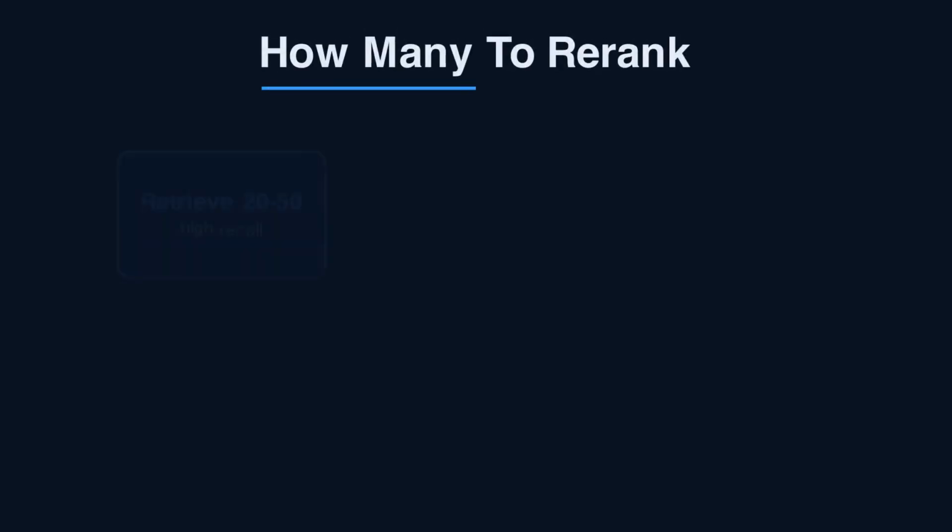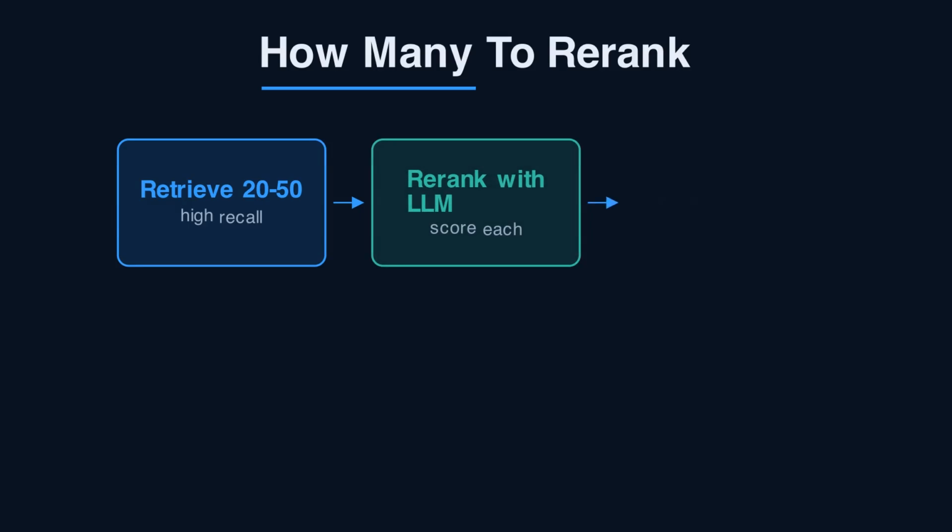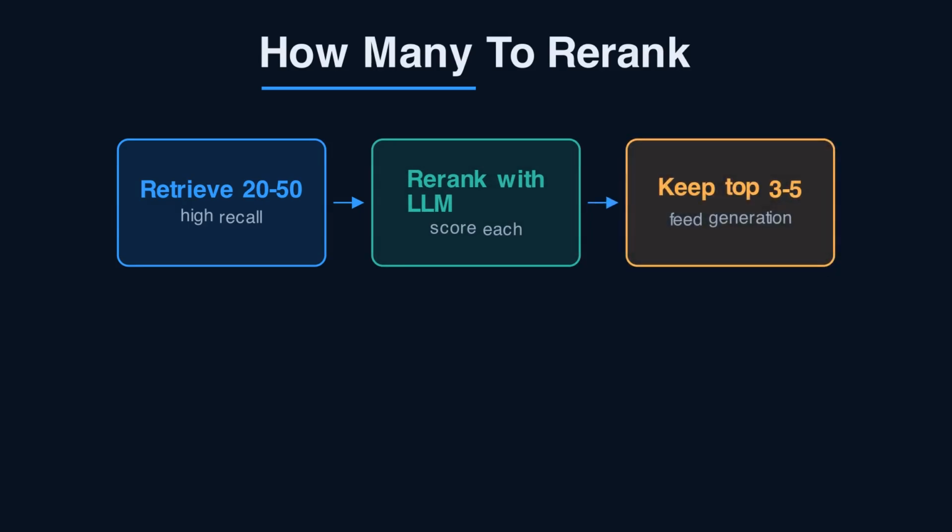So how many candidates should you re-rank? Retrieve broad, re-rank narrow. Pull the top 20 to 50 from search for good recall. Re-rank those, then keep the top 3 to 5 for the model. More candidates means better recall but linear cost growth. Measure it. Track answer quality against re-ranked count. Most teams plateau around 20 candidates.